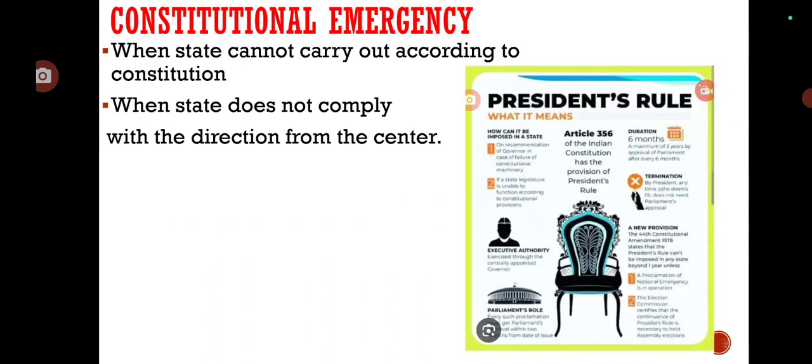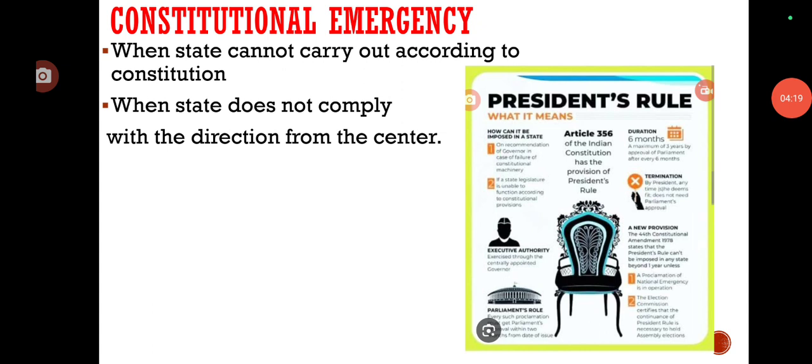Next comes the constitutional emergency. The constitutional emergency can be imposed on the states on two grounds: when a state cannot carry out its functions according to the constitutional provisions, and when the state does not comply with the directions of the center. The provisions of the constitutional emergency are in Article 356. This constitutional emergency is actually called President's Rule.